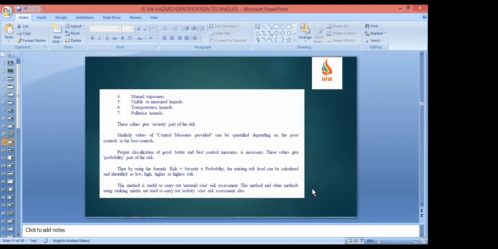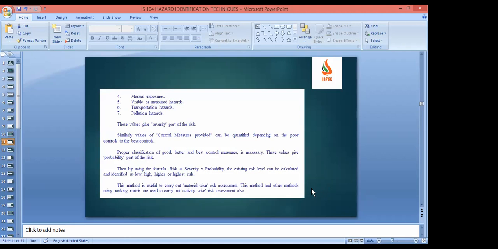And also manual exposures, visible or measured hazards, transportation hazards, and pollution hazards. All these things will be covered in the quantitative assessment. And this value gives the severity part of the risk.